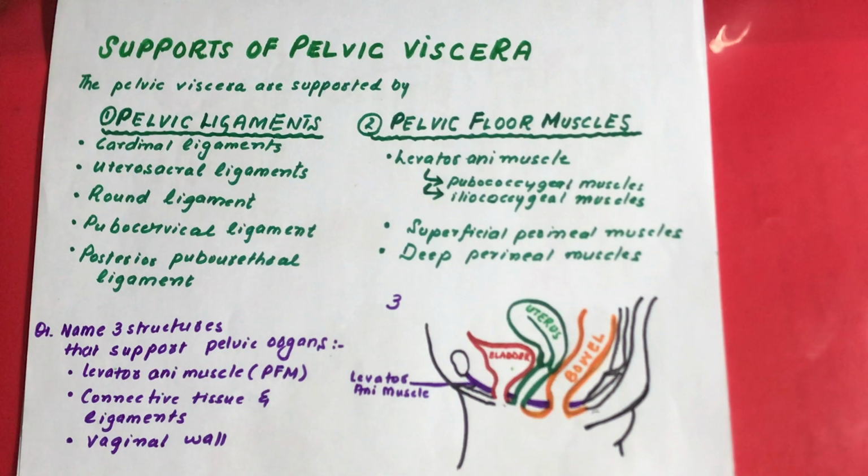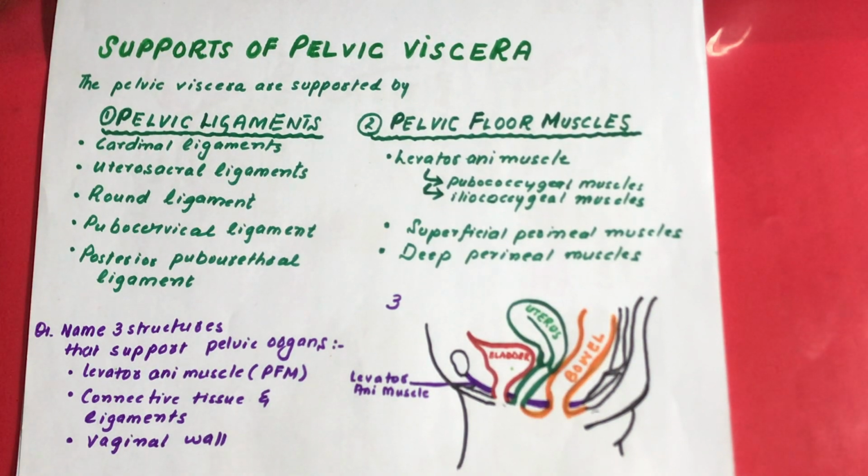The support of the pelvic viscera is by the pelvic floor musculature and the ligaments. The pelvic ligaments are condensations of fascia which hold the uterus and the upper part of the vagina in their normal anatomical position, and weakness of these ligaments results in various types of uterovaginal prolapse. So what are the ligaments? Cardinal ligaments, uterosacral ligaments, round ligaments, pubocervical ligaments, posterior pubo-urethral ligaments.